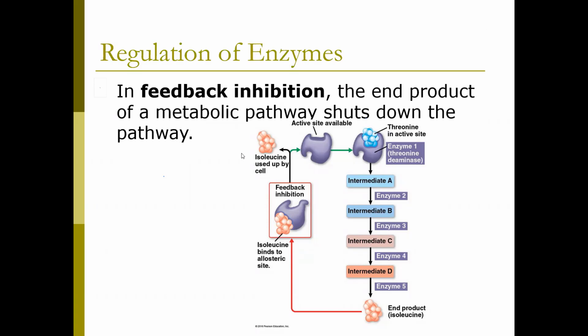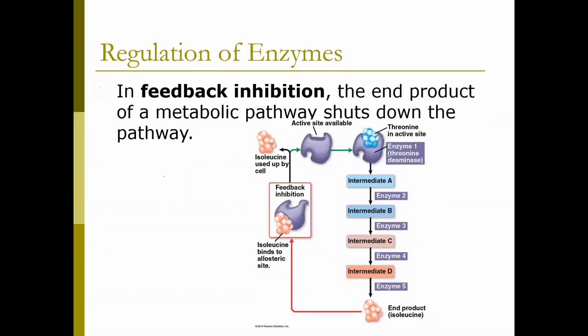So we can see here that at the beginning, we have our first enzyme involved, and that first enzyme is going to have an open active site for a particular molecule to bind to it, a substrate. And then a reaction will occur to form the product. In that case, it's intermediate A. And then another reaction will occur with a different enzyme to form the product intermediate B. And then another enzyme to form another product called intermediate C. And then another enzyme forming another product, intermediate D. And then finally, another enzyme producing the end product, isoleucine.